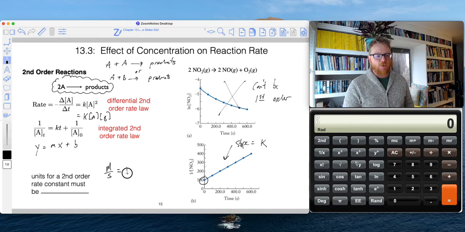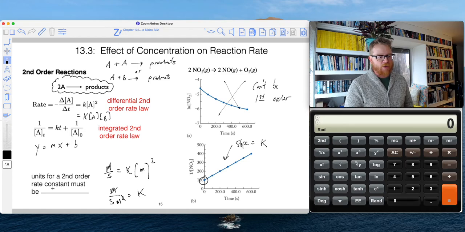So then that equals K. We've got to figure out what those units are. And then, of course, it would be A in units of molarity squared. So now if we just divide this whole thing by molarity squared, so that's going to be molarity per second divided by molarity squared, that equals the units of our rate constant. And hopefully what you can see is that molarity cancels with one of those molarities.